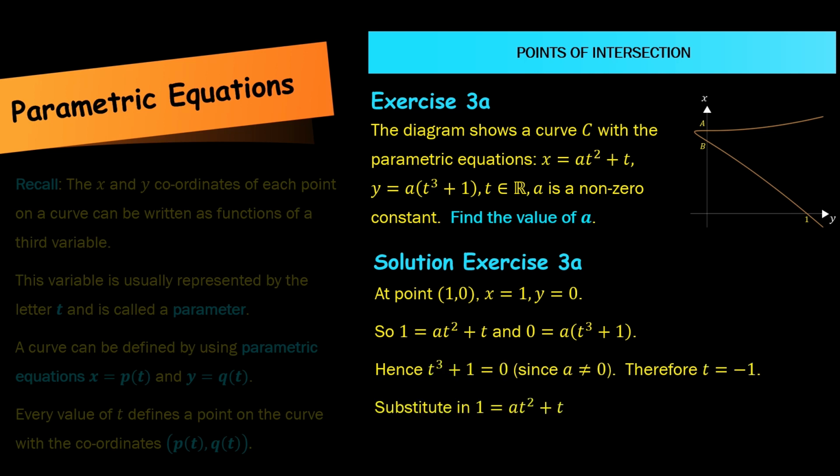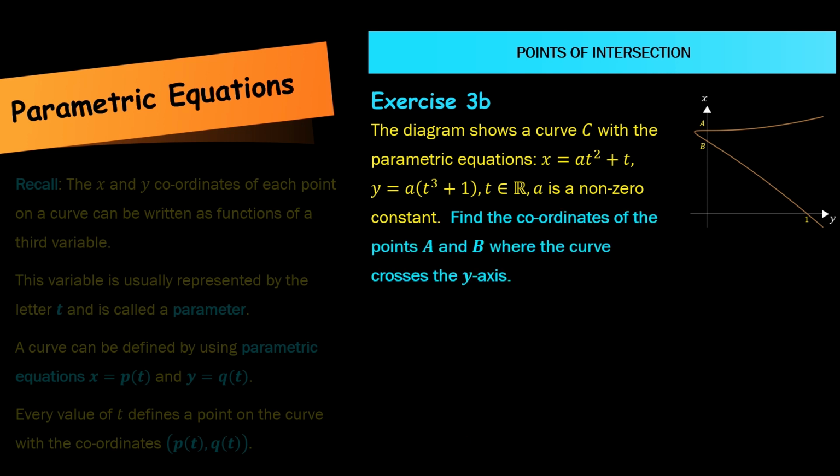We can now substitute this value into the equation 1 equals at squared plus t, to give us 1 equals a times minus 1 squared plus minus 1. And of course, rearranging this gives us that a equals 2.